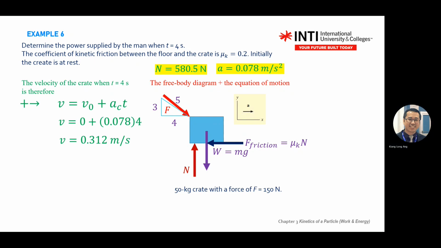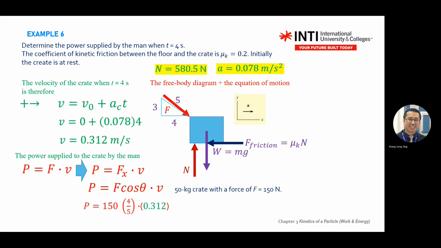27.4. What is the unit of power? Joule over second, or watt, or Newton meter over second. Correct. So the answer is 37.4 watt. Okay.